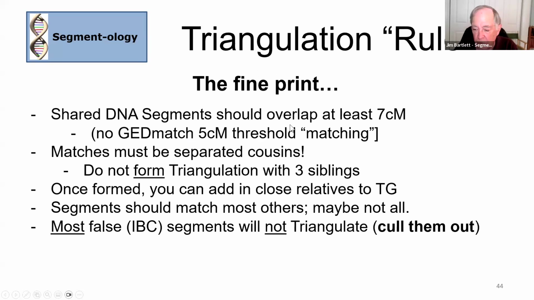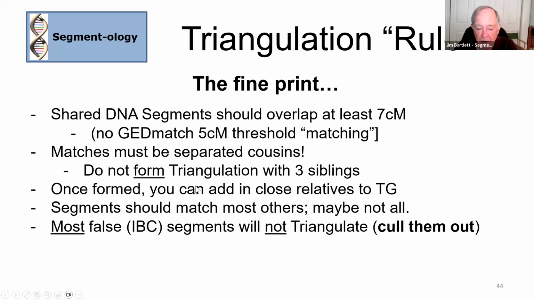Here is some of the fine print, where people try to get around the rule because they have some goal they're trying to reach and they try to bend the rule. Shared segments should overlap at least 7 centimorgans. So don't go to GEDmatch and say, well, I found a bunch of 5 centimorgan segments or 3 centimorgan segments that all match. Don't do that. Matches must be by separated cousins. Do not form a triangulation with 3 siblings.